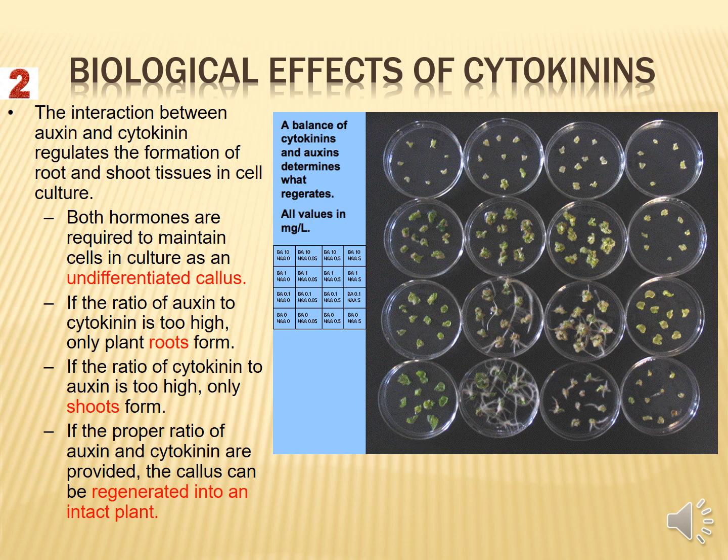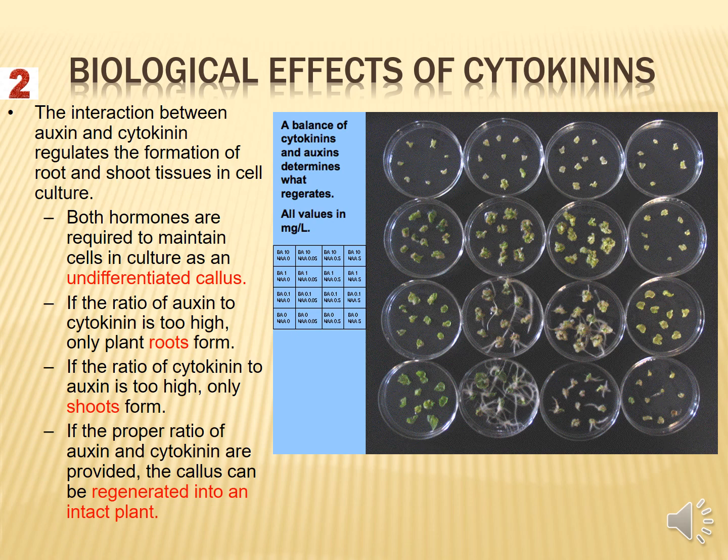So when you grow the plant on the MS media, the media for plant tissue culture, if the ratio of the auxin to the cytokinin is too high, the plant will produce only roots. However, if the ratio of the cytokinin to the auxin is too high, the plant does not produce roots but produces shoots.